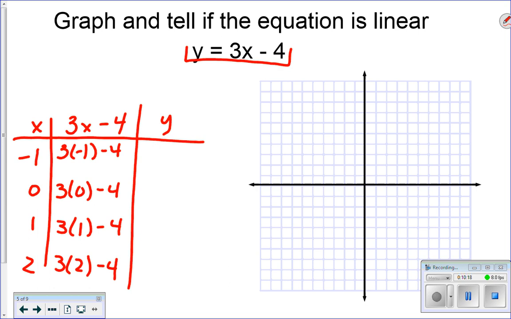The first one would be negative 3 minus 4, which is negative 7. Yep, and then you can graph these pairs. So like this first one, you do negative 1, negative 7. Do you guys remember how to graph? Not really? Honestly?